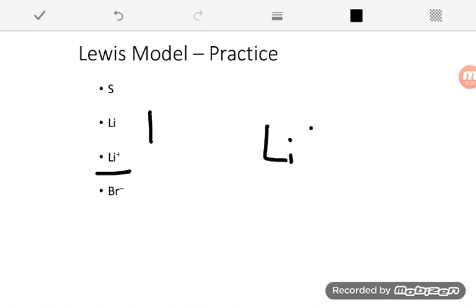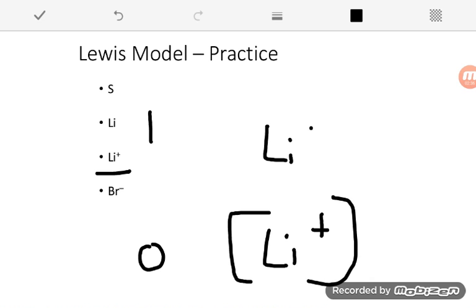Now the next one we see is lithium plus. That plus 1 means he's lost 1 valence electron. So for Li plus, that guy has 0 valence electrons, so we're just going to write it like this. He lost that electron he had up here, and now it's just lithium with a plus.